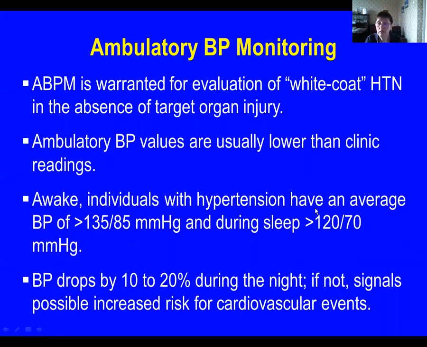Then during the night, the level in hypertension will be more than 120 to 70. So in a healthy person, the pressure at night should be lower than 120 to 70. And the BP should drop during the night by 10 to 20%. If this does not happen, the risk of cardiovascular events is high.